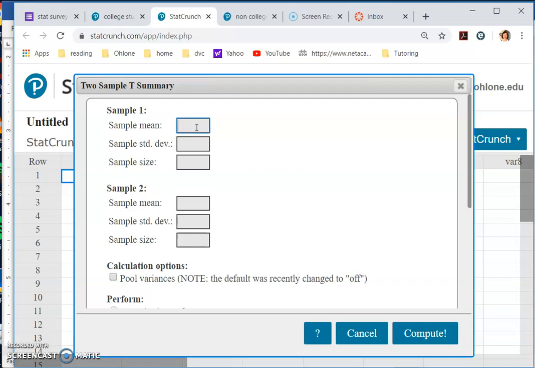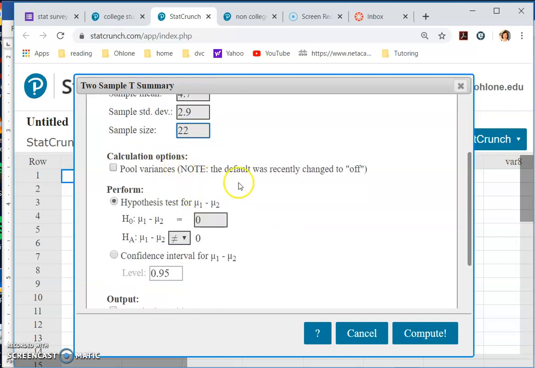So my x1 bar is 3.9. Standard deviation is 2.3. If you want to be more accurate, you can use more decimal places. 2.9 here and 22.